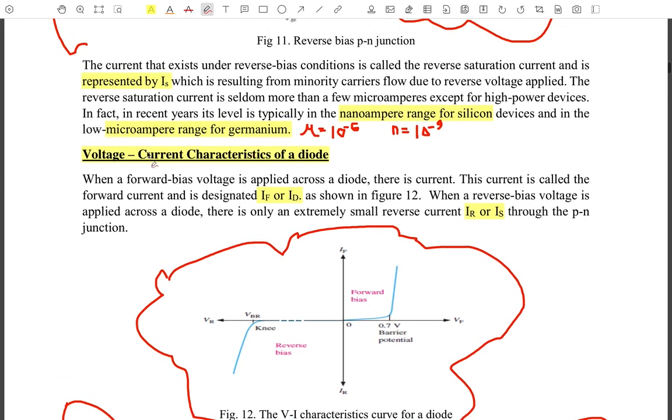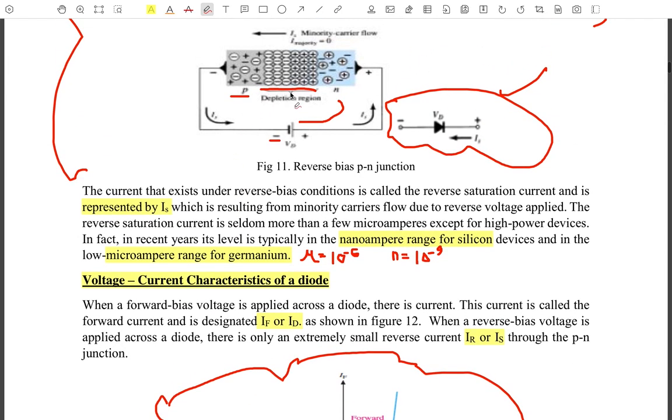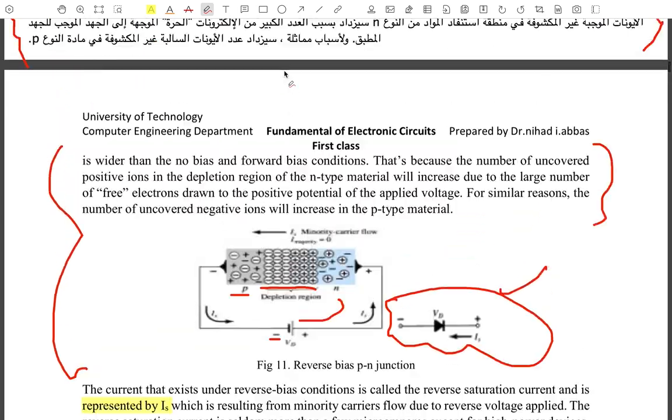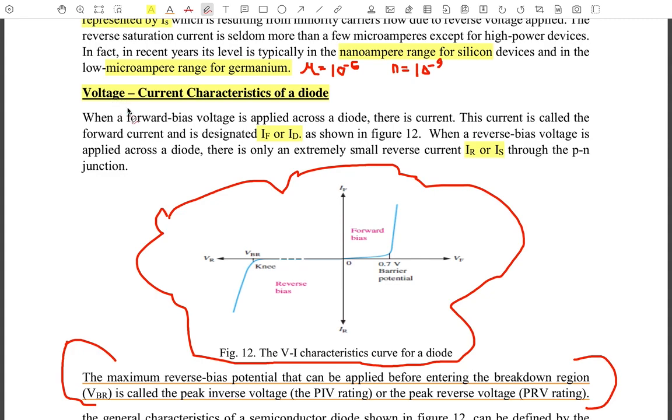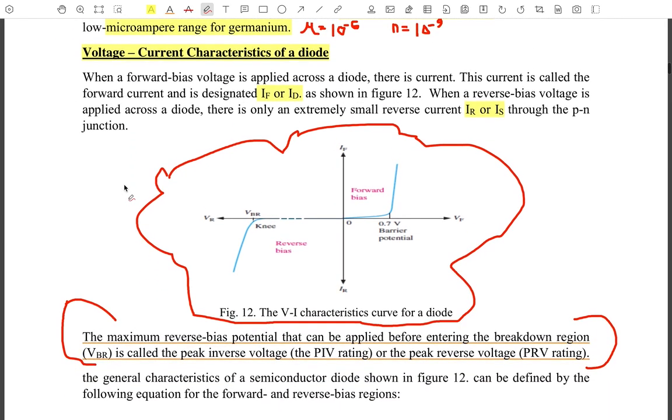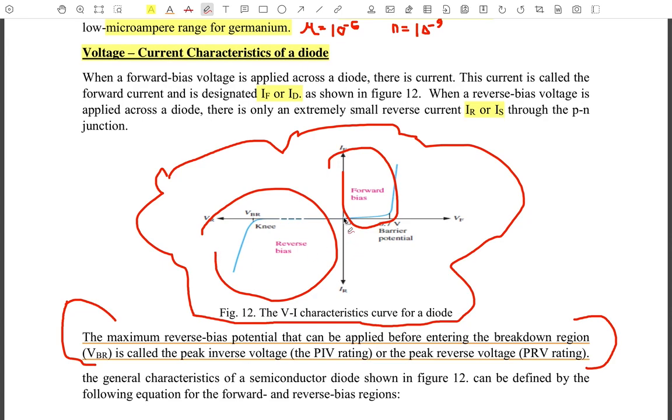Now, if we want to draw these characteristics for forward and reverse, there is a plotting figure of voltage and current in engineering. If we want to do it as an engineering characteristics figure, this one is forward and this one is reverse current. How can we get this figure? We apply voltages of 0.1, 0.5, or whatever is bigger, and we get the current.